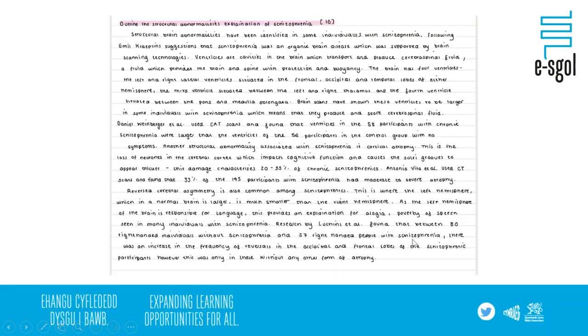Luchins et al. found that between 80 right-handed people without schizophrenia and 57 right-handed people with schizophrenia, there was an increase in the frequency of reversals in the occipital and frontal lobes. However, this was only in those without any other form of atrophy. So again, another lovely piece of research to back up that theory.